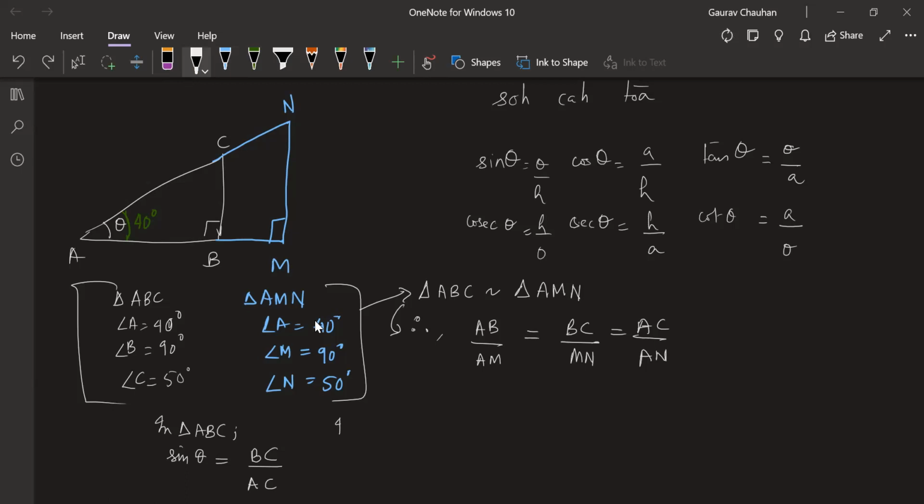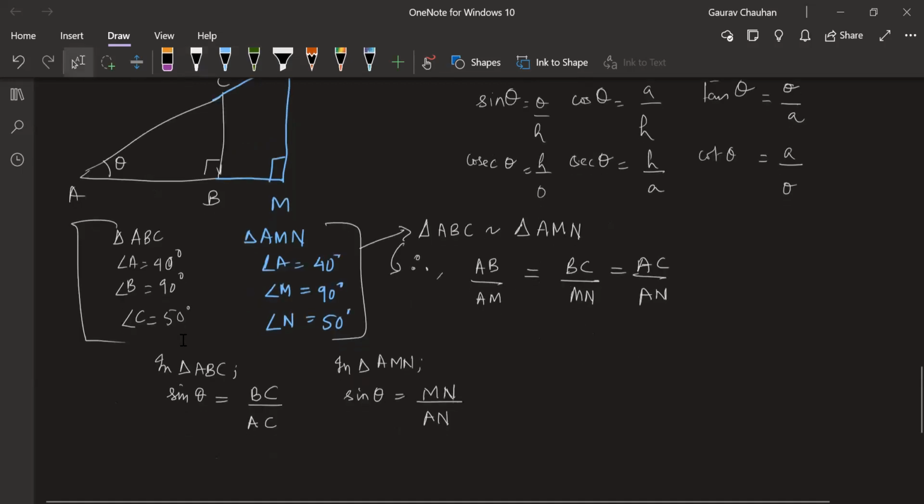Now let's think about the same sine theta. Theta is there, and let me remove this 40-degree thing, it's just an assumption. So in triangle AMN, what would sine theta be? Opposite by hypotenuse again, so MN by the hypotenuse in that triangle, which is AN. MN by AN. We don't know yet if these two ratios will be the same or not, but I'm going to show you that these two ratios are going to be the same.